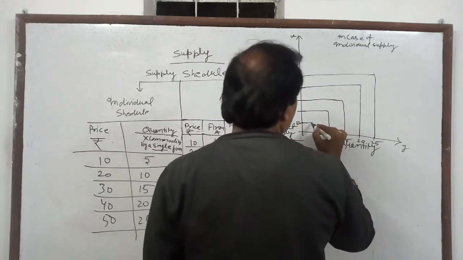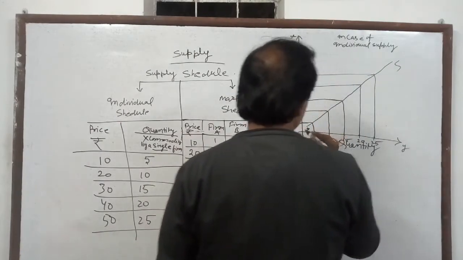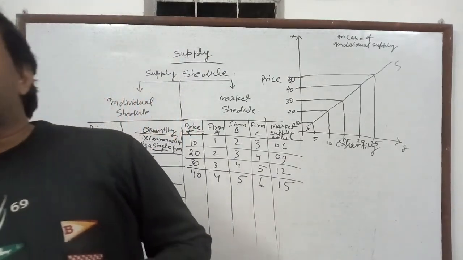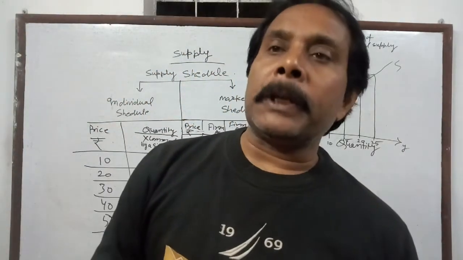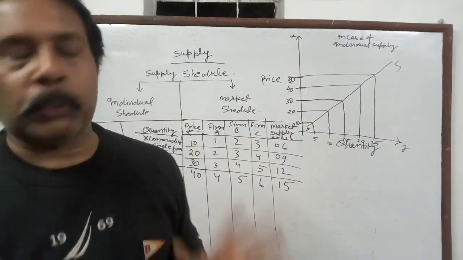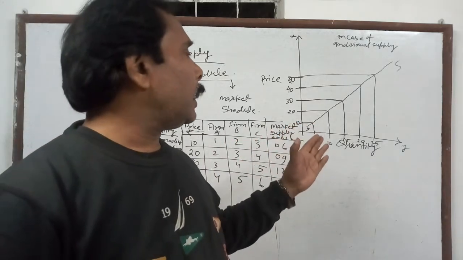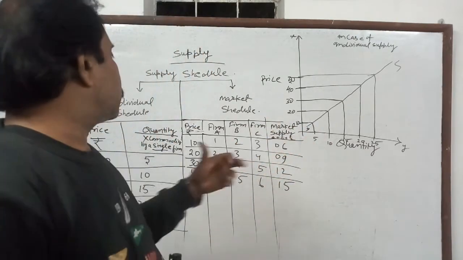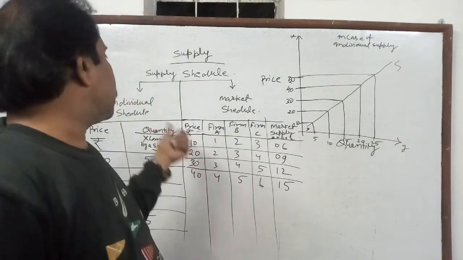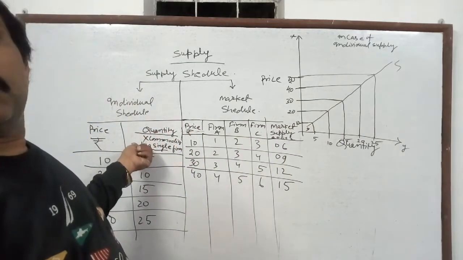So when we join all the points, we find a supply curve, and that is known as the individual supply curve. So on that basis, what will be the definition? Supply curve refers to a graphical representation of the supply schedule. Here I have taken the individual supply, so in this case it is the graphical representation of the individual supply schedule.